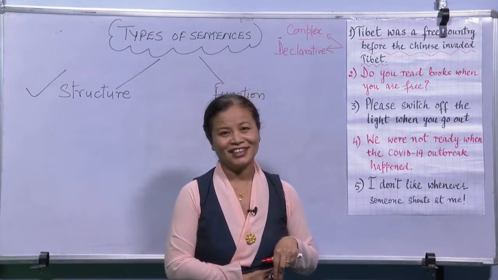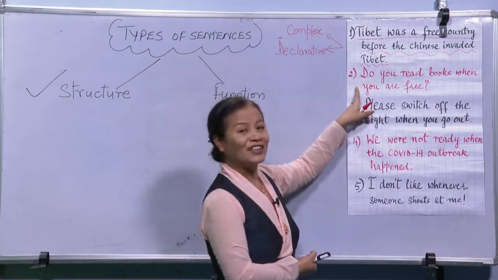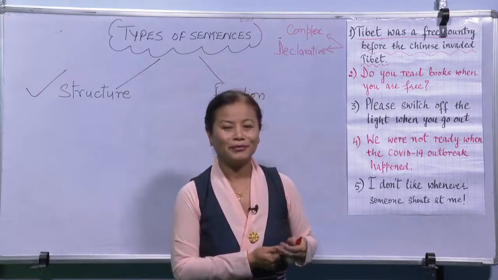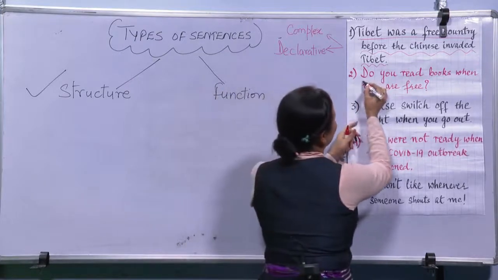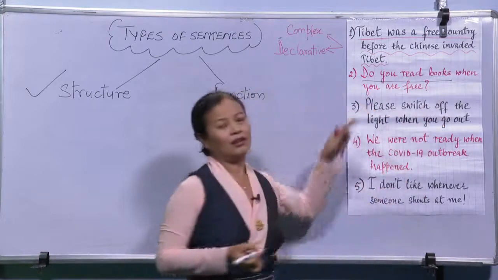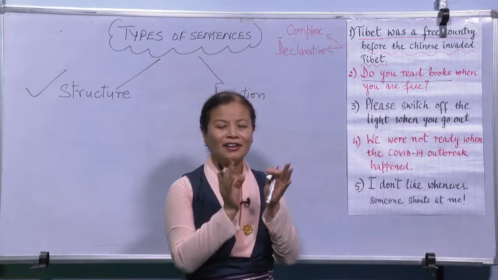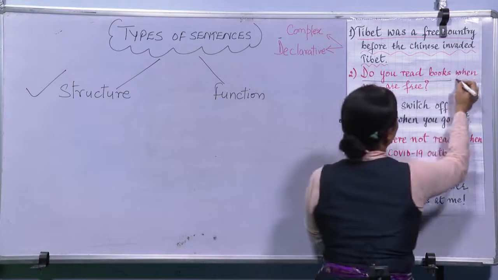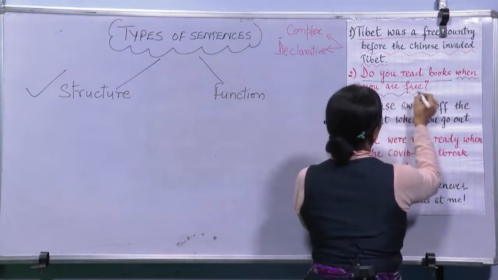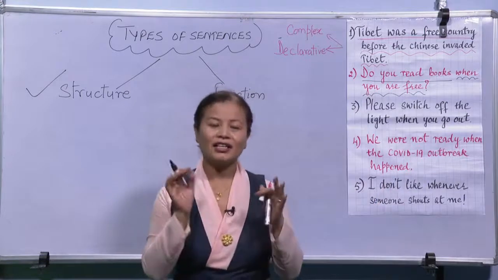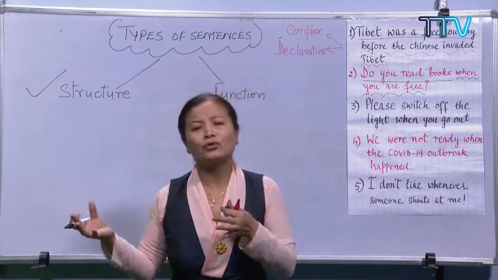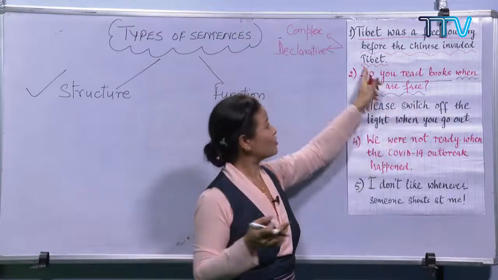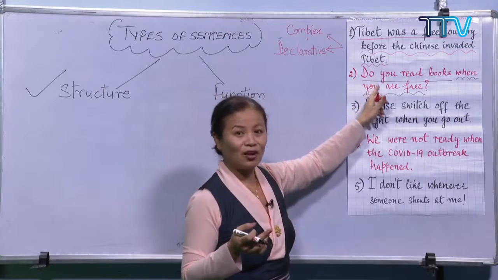Yes? Okay, yes, you got it right. This is a complex sentence. Why? Do you read books? It's a complete sentence, isn't it? A clause that is independent. Do you read books? And then we have another clause, when you are free. That is a dependent clause. When you are free, what do you do? So it's not complete. So do you read books when you are free? That is no doubt a complex sentence.